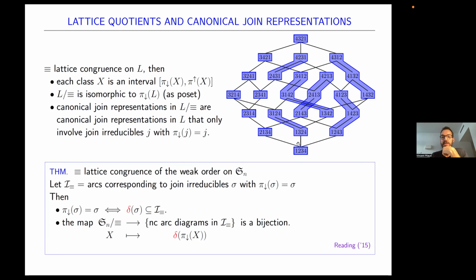Let's look at the Sylvester congruence. The minimal elements in the classes are those which avoid 231, and in particular, the arcs which are minimal in their class correspond exactly to the arcs which pass above all the points. So you are only allowed to pass above a point. The non-crossing arc diagrams in this class are non-crossing arc diagrams where all arcs pass above the points, and these are also called non-crossing partitions. This is the way you can see non-crossing partitions as canonical join representations in the Tamari lattice.